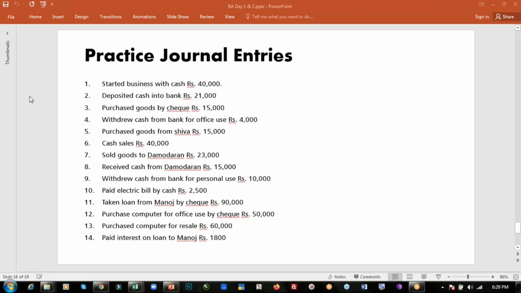All right. Now the 10th point, it's very simple. Paid electric bill by cash. Electric bill is our expense, so it goes for the debit. We are paying through cash, so cash goes for credit. Means electric bill debit to cash will be the entry.